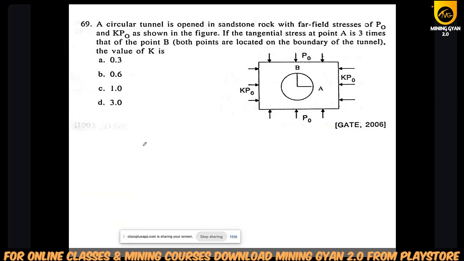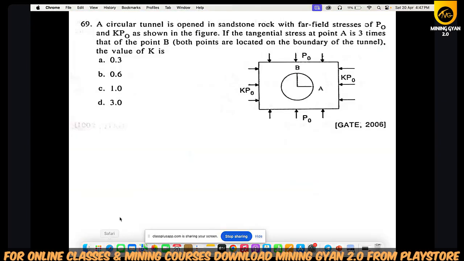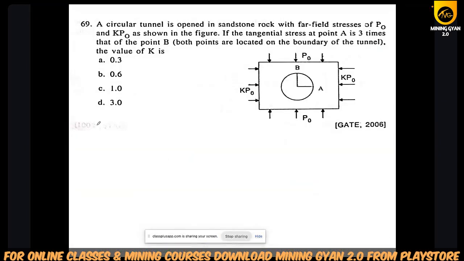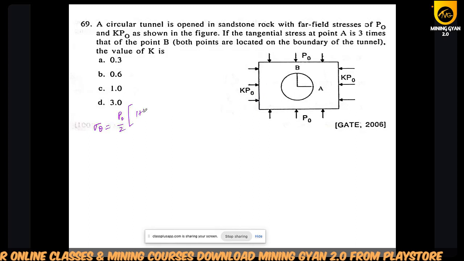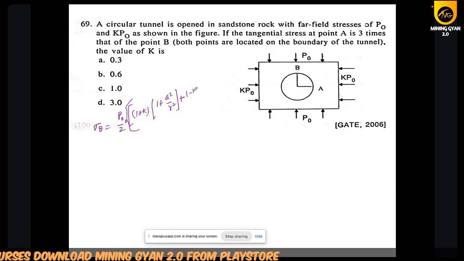You have 30 seconds to practice. At least give some try to this question, because if you try, it will stick in your mind. You will make mistakes. So in this question, I think you know or remember this formula: P naught divided by 2, (1 plus K)(1 plus a square by r square), plus (1 minus K)(1 plus 3 a to the 4 by r to the 4) cos 2 theta.